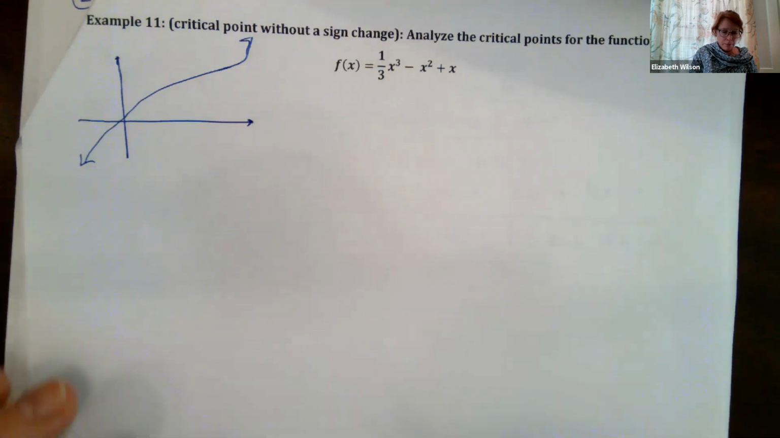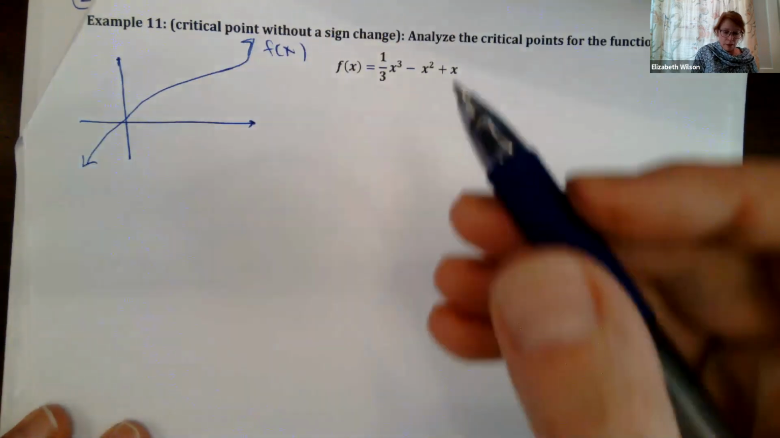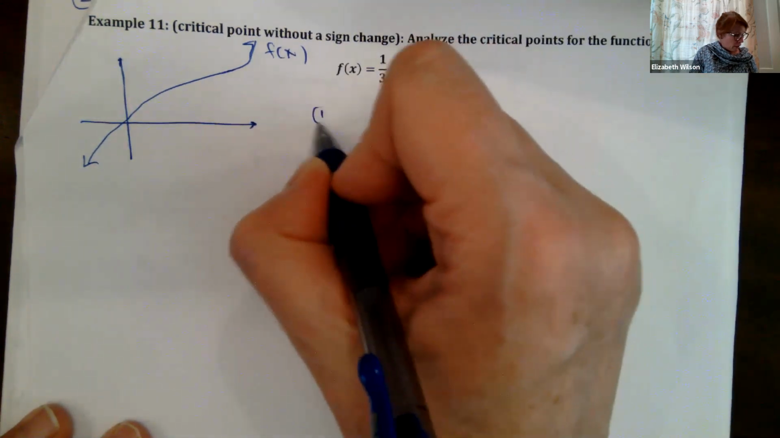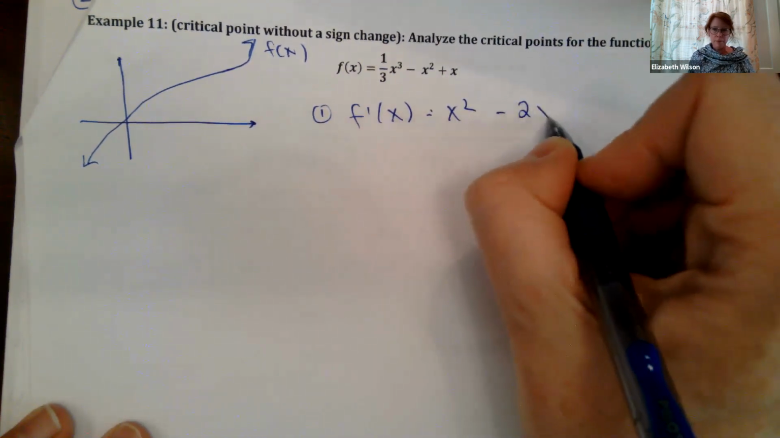This is our function value. Now I'm going to do the same steps. So I'm going to take the first derivative. I'm going to get x squared minus 2x plus 1.